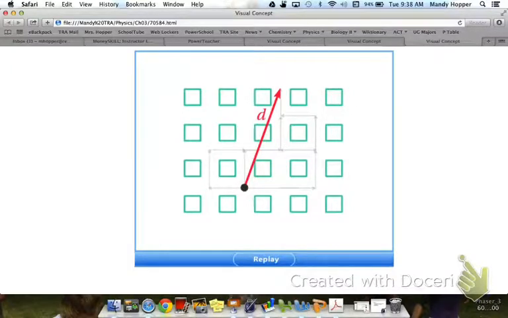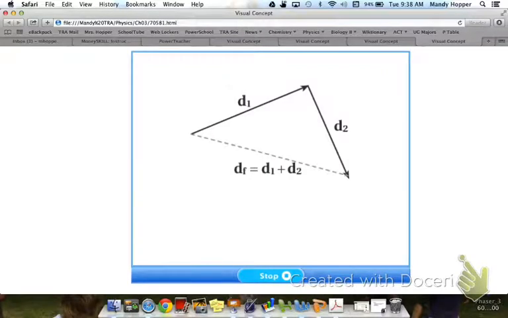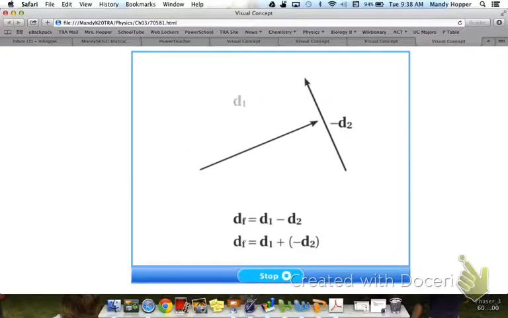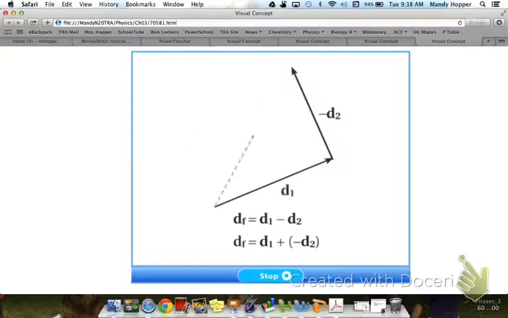It is also possible to subtract them. We remember that subtracting a number is the same as adding its opposite. For example, 10 minus 5 is the same as 10 plus negative 5. The same holds true with vectors. To subtract the vector d2 from the vector d1, we simply add a negative d2 to our original d1. The negative of a vector is defined as a vector with the same magnitude as the original vector, but opposite in direction.